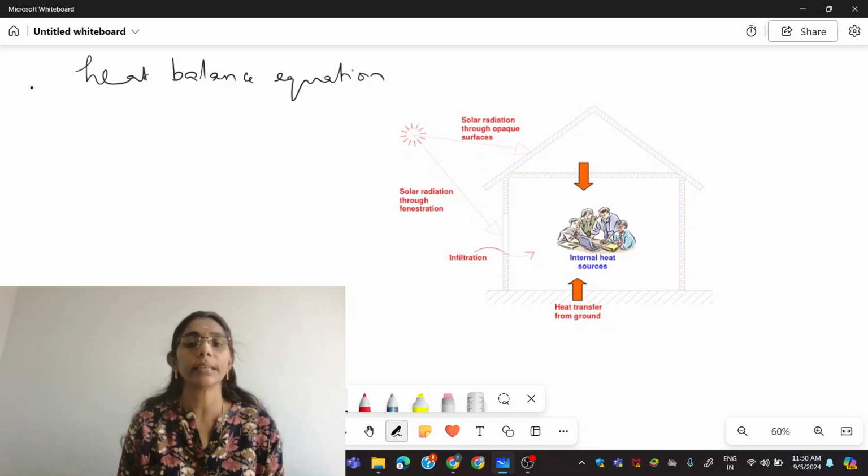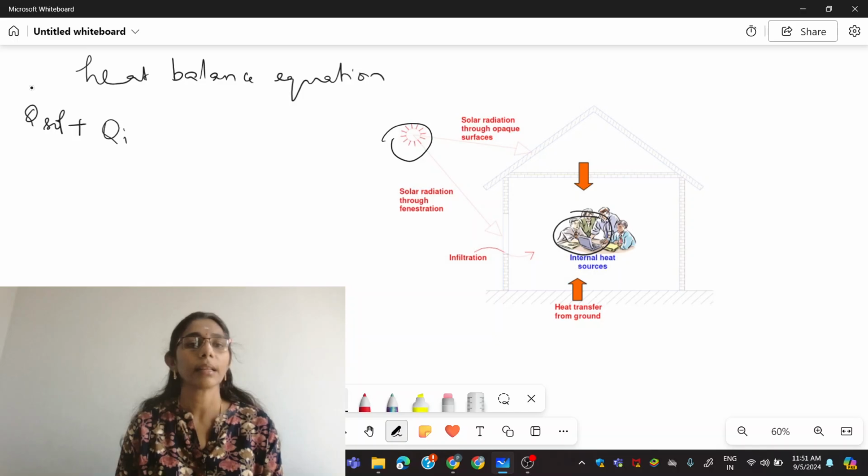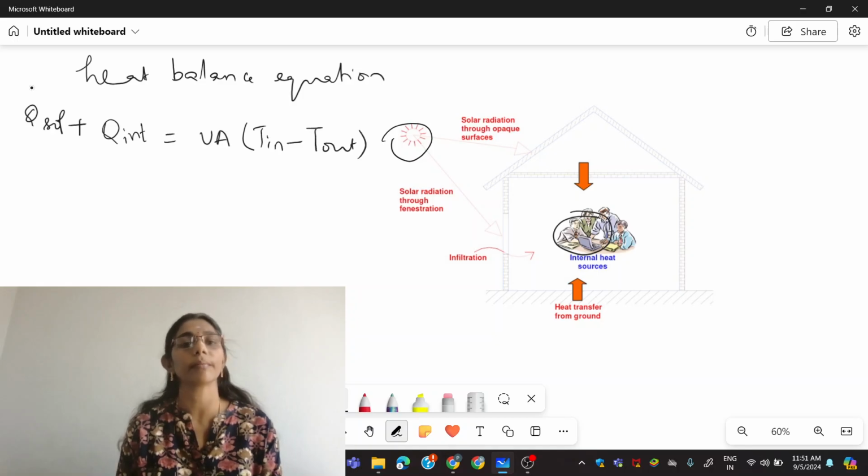I told you there is a heat source, right? So this is the heat source. I'm representing it by Q solar plus, and this is the internal heat generation that is due to the participants, so I'm writing it as Q INT. Okay, when you sum these up, it will be equal to U into A into T inside, that is the inside temperature of the room, minus the outside temperature of the room.